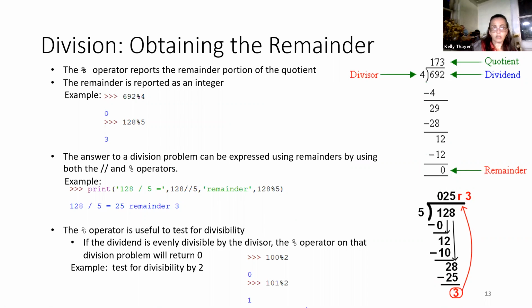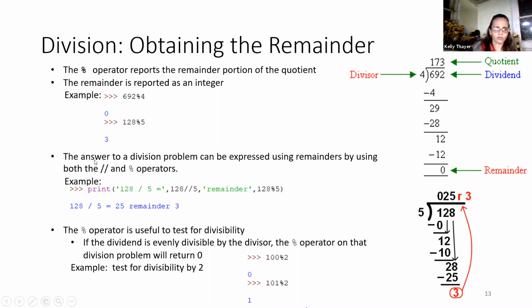So suppose you do need to get the remainder. That's where the percent operator comes in. The percent operator is going to report the remainder portion of the quotient. The remainder is reported as an integer. So if we do 692 divided by 4, we will get 0 because there is no remainder left over, as we saw over here. But if we do 128 % 5, we will see that we get a 3 back because that's the remainder for this.